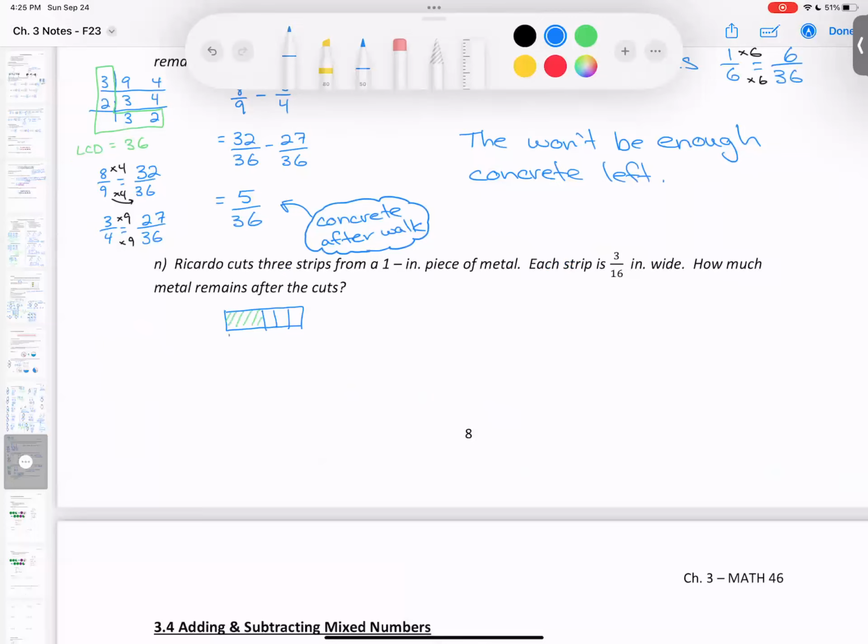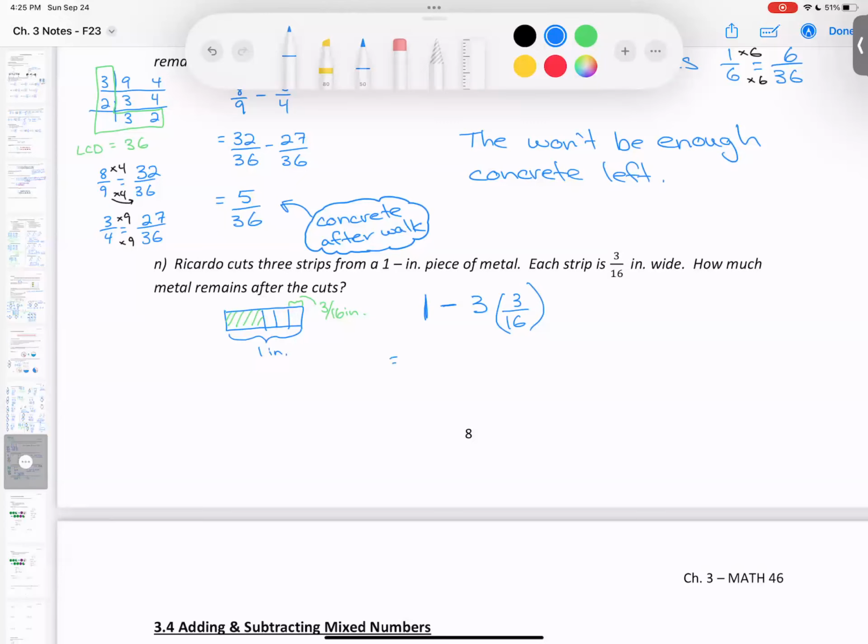So the full thing here is 1 inch, and his pieces here are 3/16 of an inch. So we want to know how much remains after the cuts. Okay, let's think about this. So we want that green amount. So we started with 1 inch, and then we subtracted 3 pieces. Each of them were 3/16 inch. So this is going to involve some subtraction. I'm just going to rewrite that. This is going to involve some subtraction and also some multiplication.